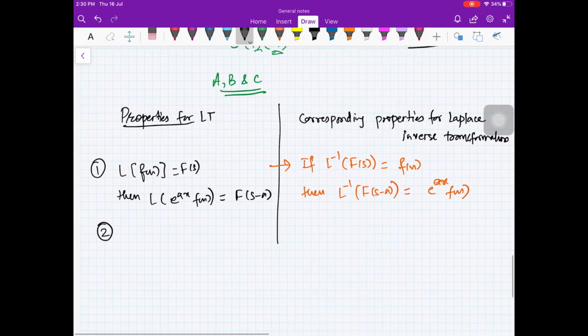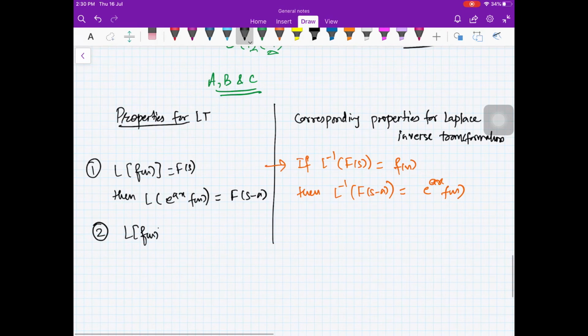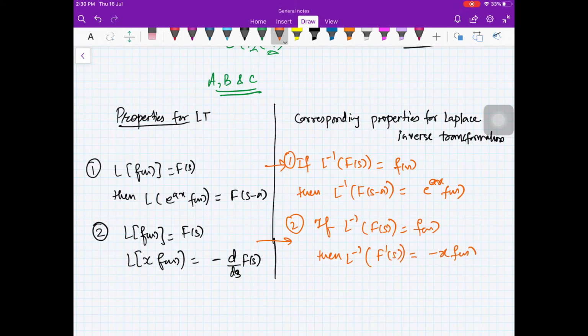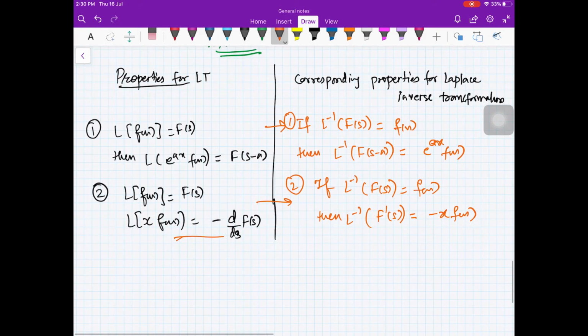You had this property that if you have L of f of x as f of s, then if you multiply on the left hand side with x, you have to differentiate with the negative sign on the right hand side, d/ds of f of s. So correspondingly you will have a property here that if L inverse of f of s is f of x, this is the second property, then L inverse of f dash s will be minus x f of x. From here you'll get this.